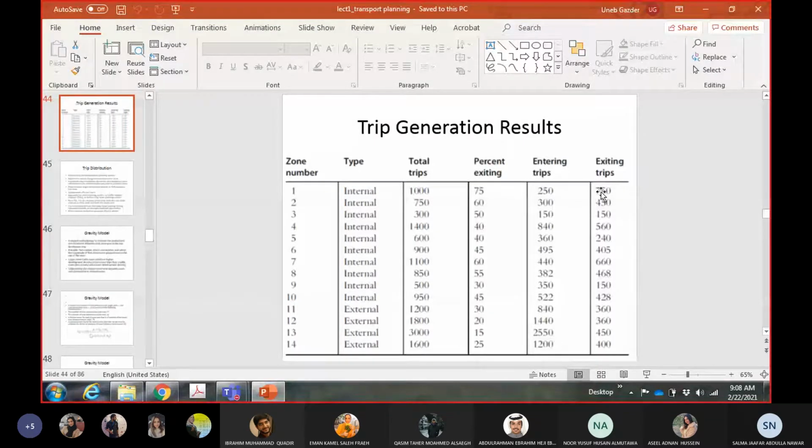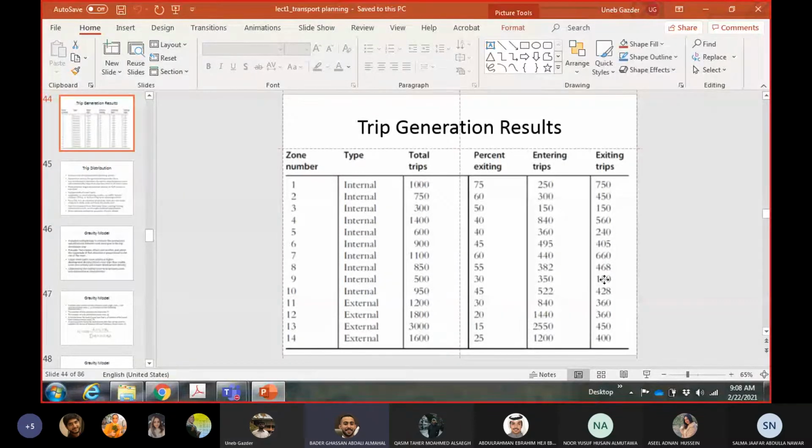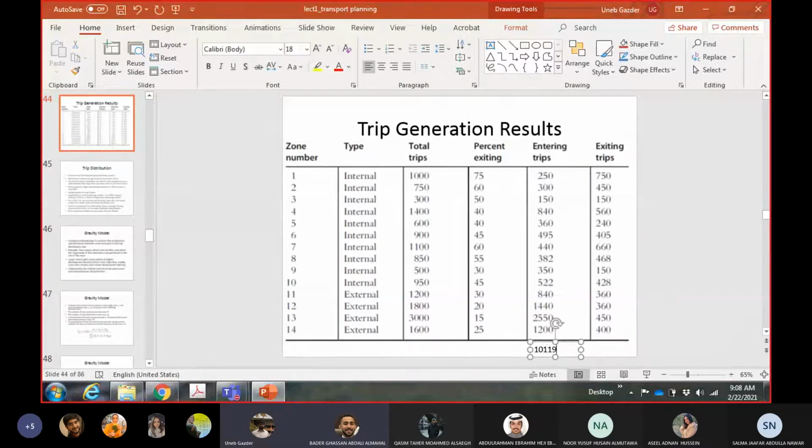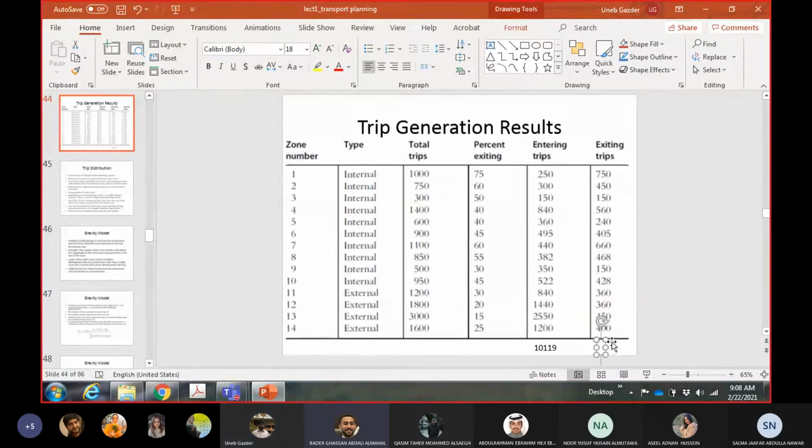Summation of this column and summation of this column. The total of the entering trips is 10,119. Okay. And the exiting trips are 5,831. Yeah, 10,119 and this 5,831.